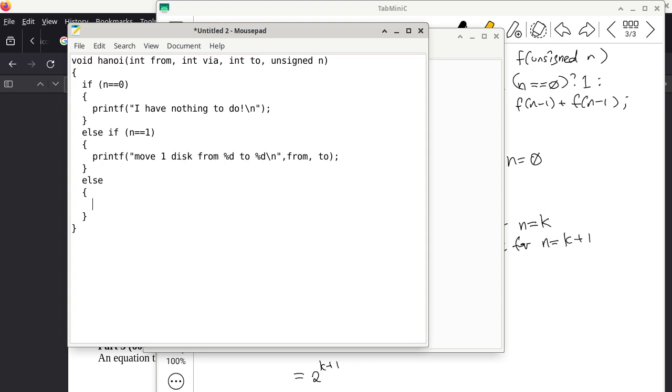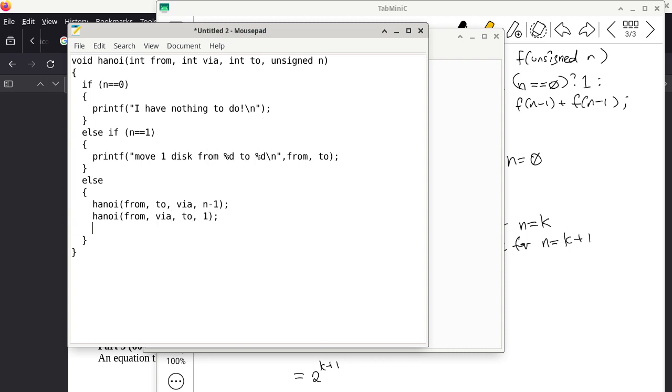So now the question is, what if n is greater than 1? What do we do? Then you're going to say, let's call Hanoi recursively. So what you would be doing is moving the top n minus 1 disks from the from pole, using the to pole as a via, and then to the via pole. And that's going to be n minus 1 here. And after that, you can use Hanoi or just do a printf, it's up to you. Because in this case, you have one disk left on the from pole. So now we can say from via to with only one single disk.